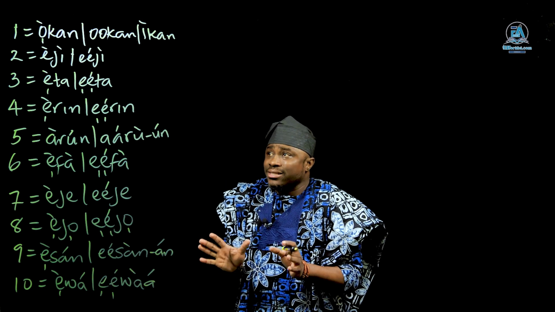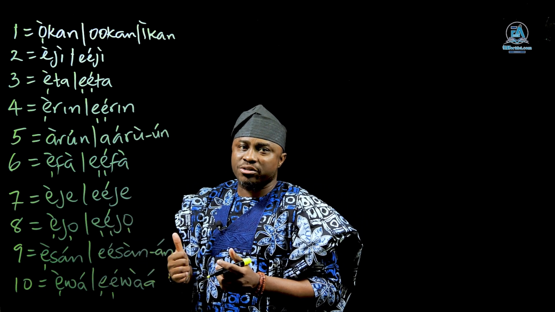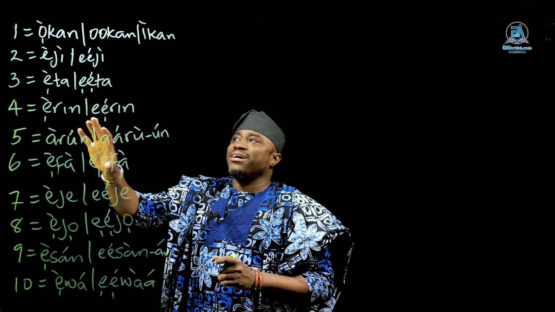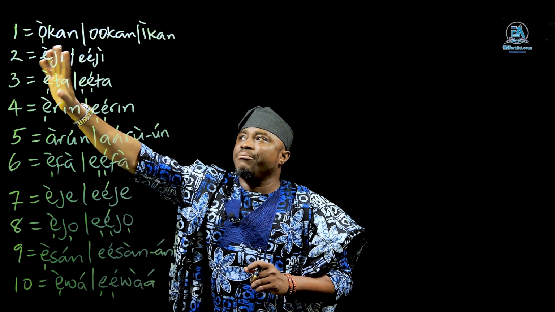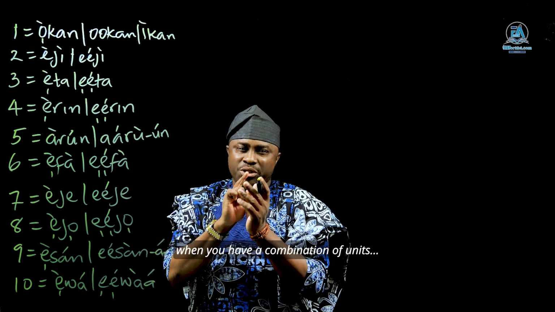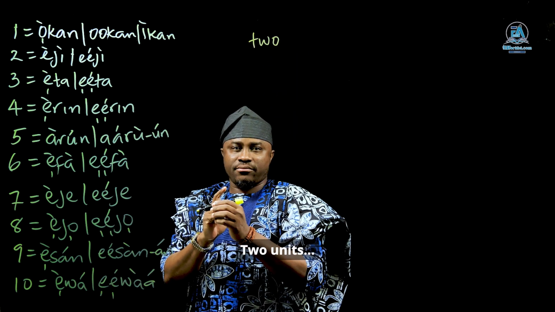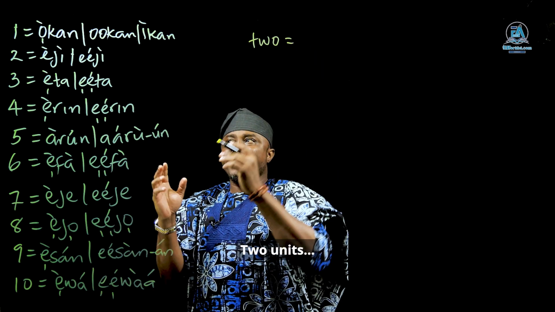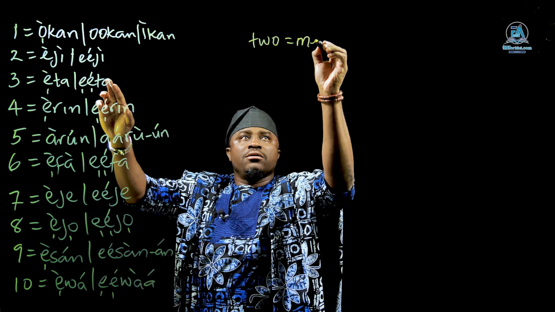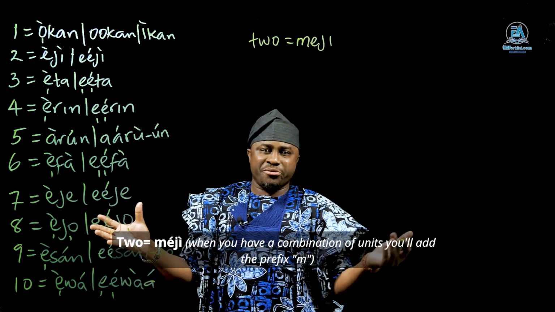In the previous lesson, if you've not watched it, please go to it, right? So in that we said that 1 is ọ̀kan, 2 is èjì. When you're having a combination of units like 2, it's not èjì, it becomes méjì. That's where you had the M added to it, right?